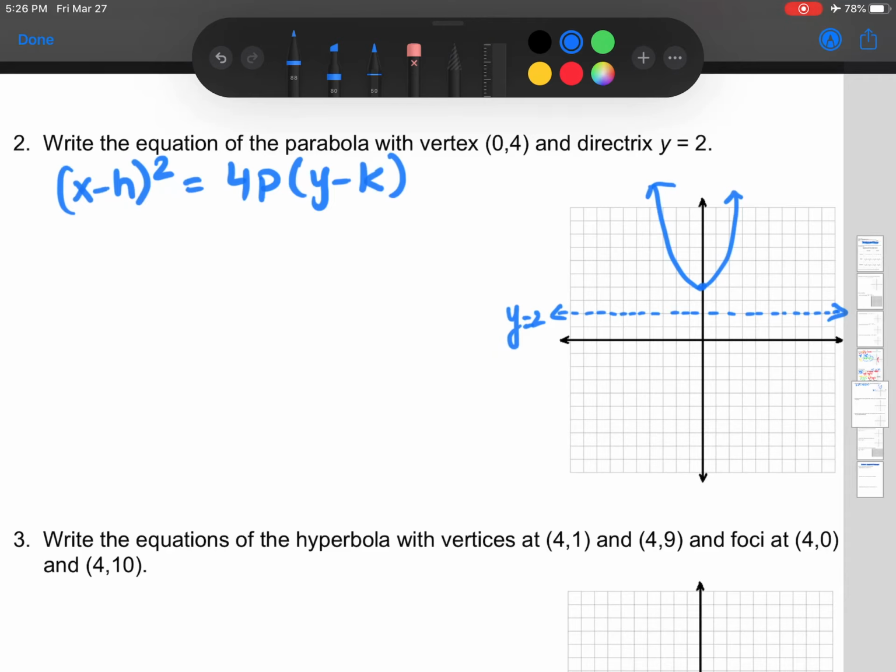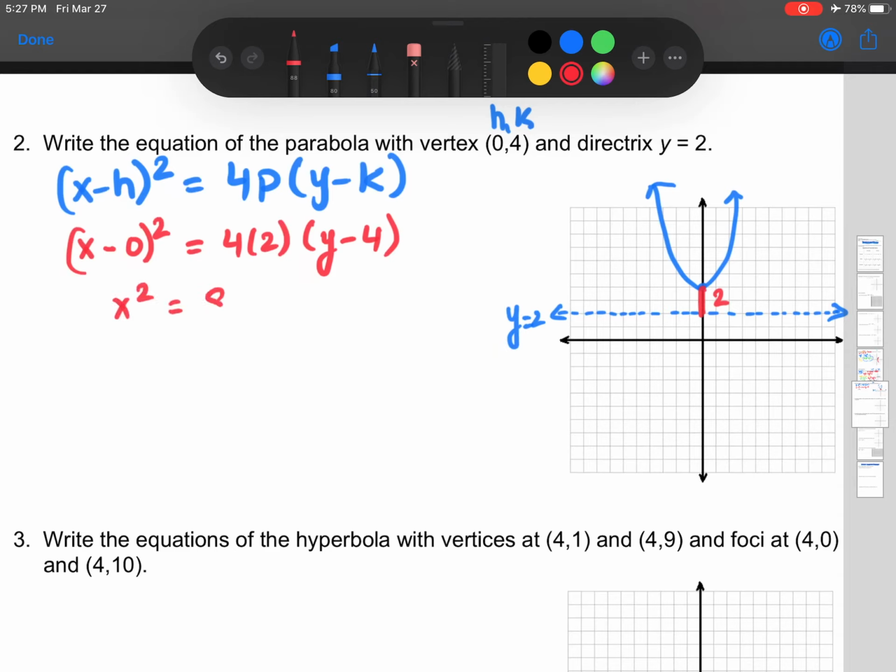I already know my h and k. This is my h and this is my k. I need my p. How do I find my p? p is the focal distance, which is 2 here. So all you need to do is substitute. This was pretty simple, right? So (x minus 0) squared equals 4 times 2 times (y minus 4). So x squared equals 8y.